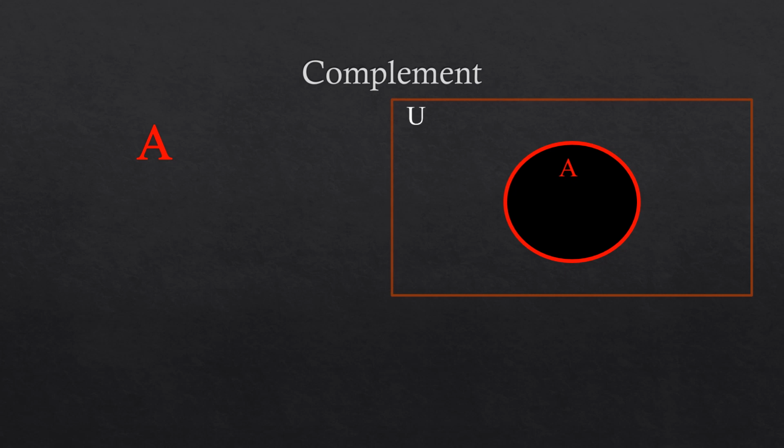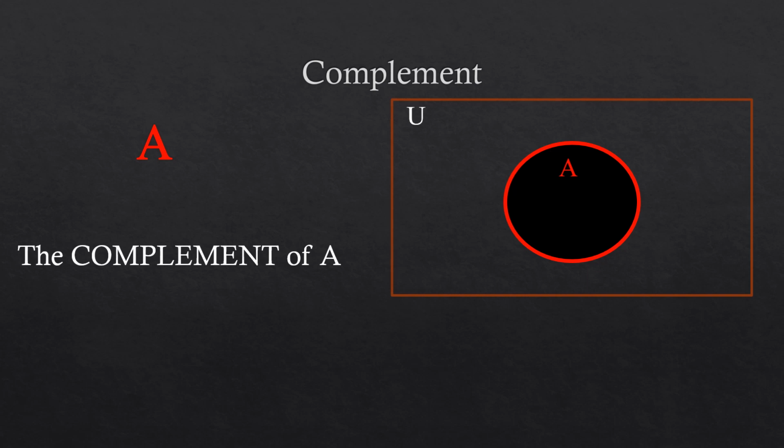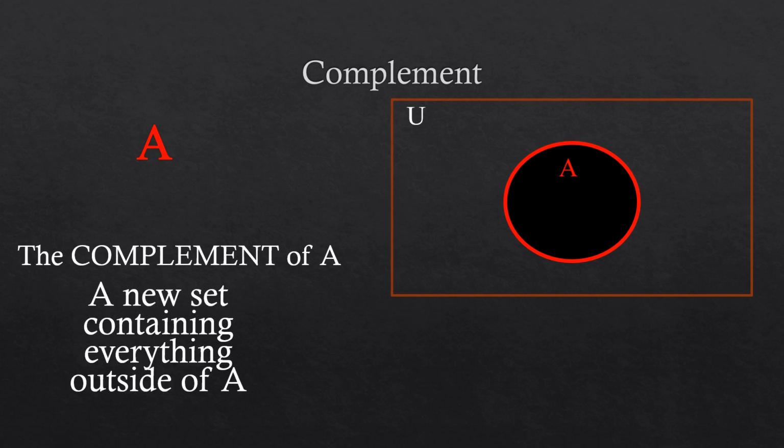Now we're going to take a look at a new terminology called the complement. All right, so if we are looking at the set A, so you have the set A, and then the complement of A, by definition, is a new set containing everything outside of A. So we notate that by this bar over A, so that's called the complement of A.